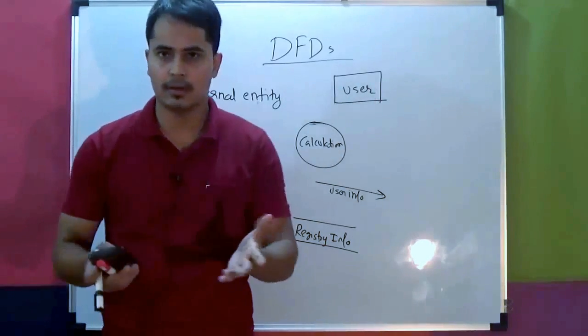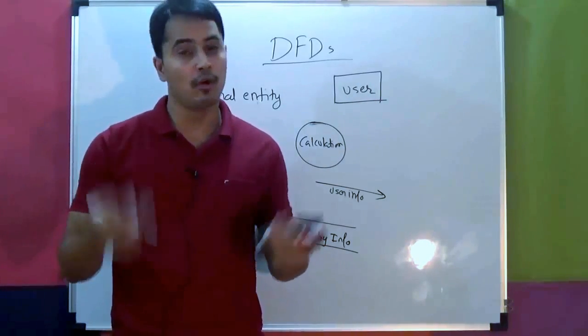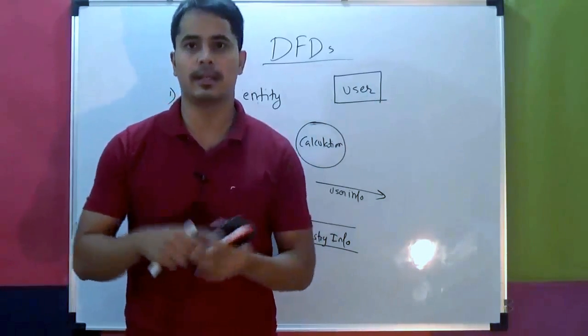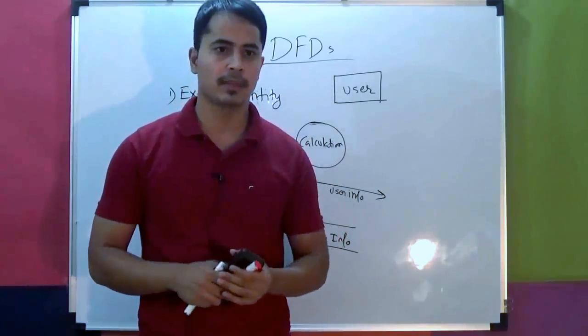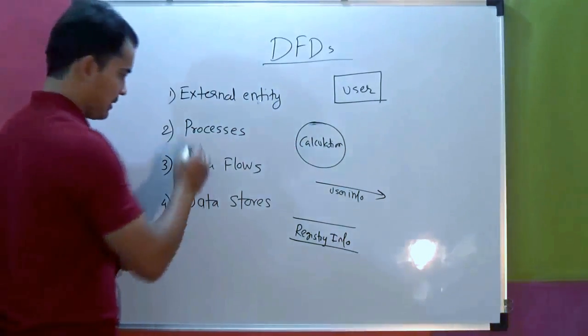First of all, they should be named. There cannot be a data flow between two entities directly. We'll see this rule again and again, but these are some basic rules. Then we go to processes.